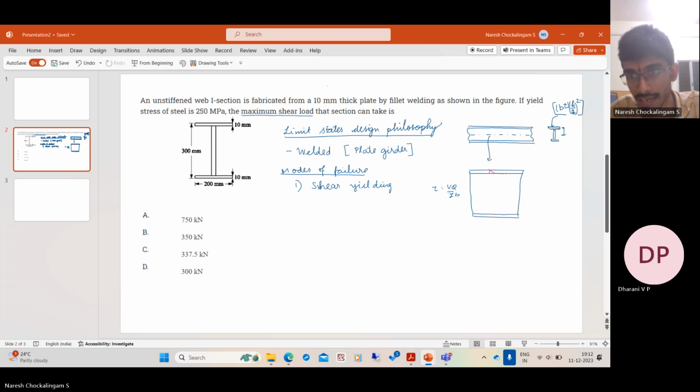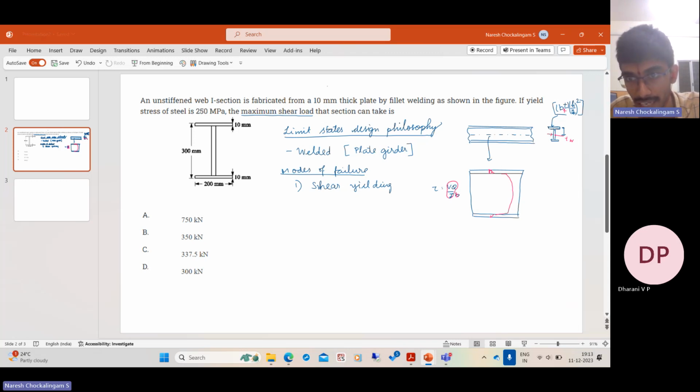So here in the web, this will contribute, and we have a parabolic distribution. Again, here we have a discontinuity. In the flanges, the width is very large, say BF, whereas in the web, it is just TW. So here, this quantity VQ by I is the same.